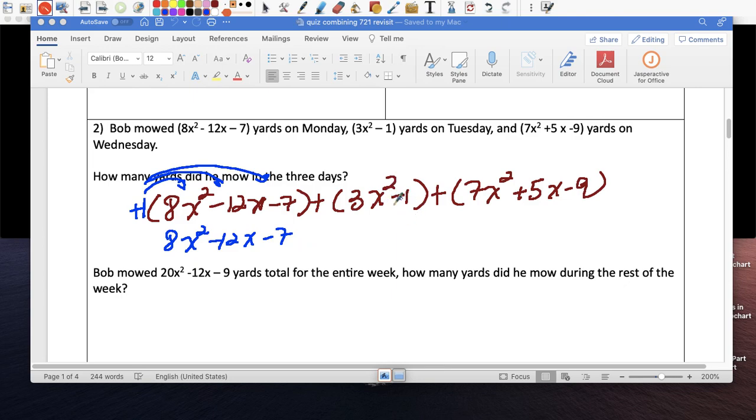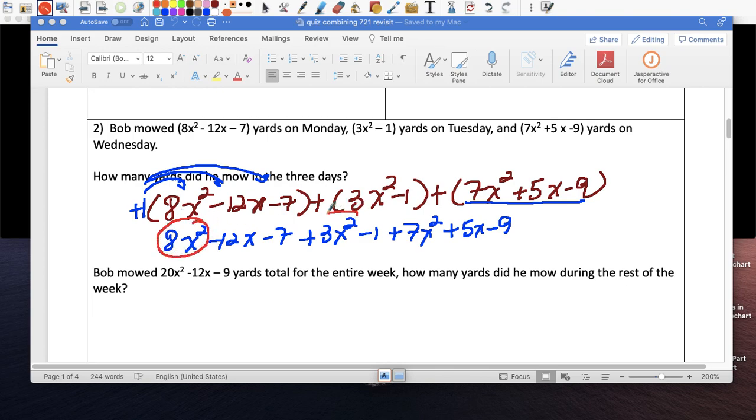So 3x squared minus 1 is going to come out of the parentheses as plus 3x squared minus 1. And this, same thing, is going to come out as plus 7x squared plus 5x minus 9. Everything that was inside, however they were inside, comes out exactly on the outside. Okay, now I'm free to combine my terms. And we're going to start with anything that has x squared.